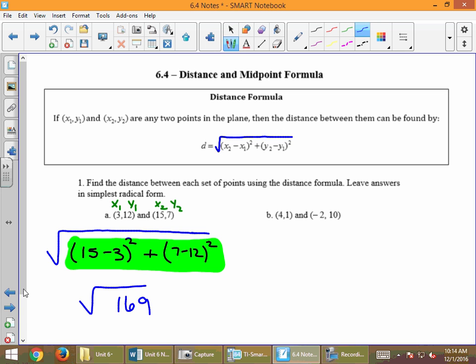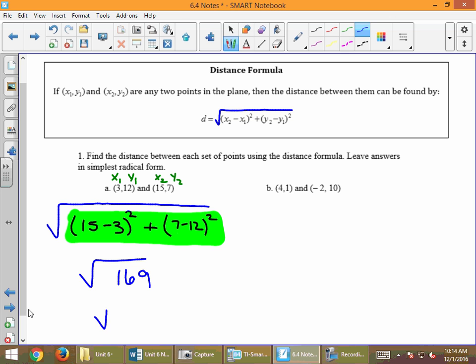Then all you have to do is take the square root. What's the square root of 169? 13. We got a whole number. We are good. That's our answer. So the distance between these 2 points, if we were to graph them on a line, is 13.